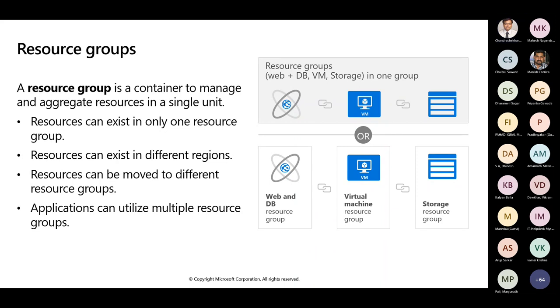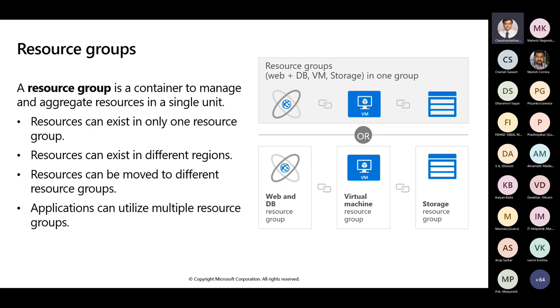It is like a container which contains references to other services. A resource group is a container to manage and aggregate resources as a single unit. A resource can exist in only one resource group. I mean to say that if you create one database, you cannot see that database in two resource groups. A service can go in one resource group only, but in one resource group you can create multiple services. It is like a folder and file. A resource group resembles a folder which may have multiple files, and a file has to go into one folder.